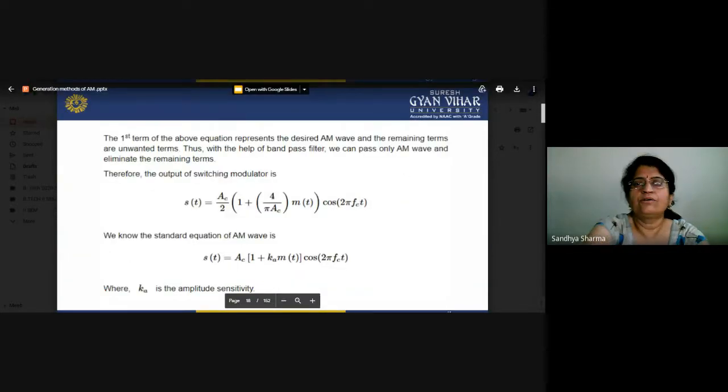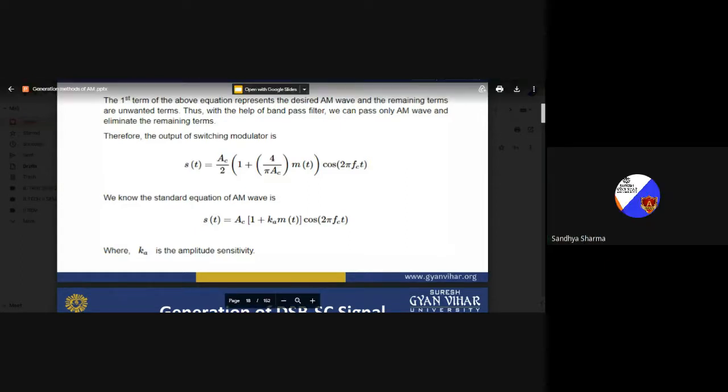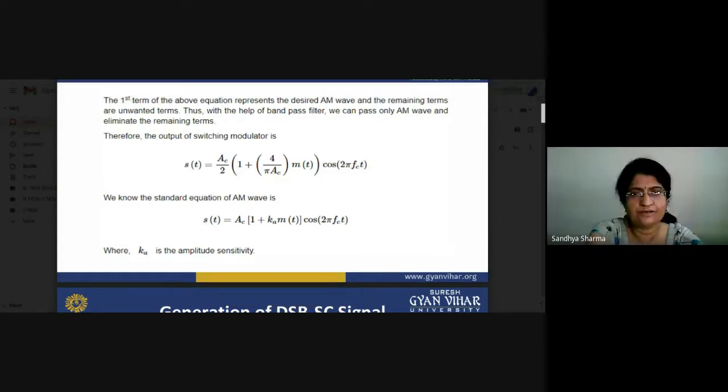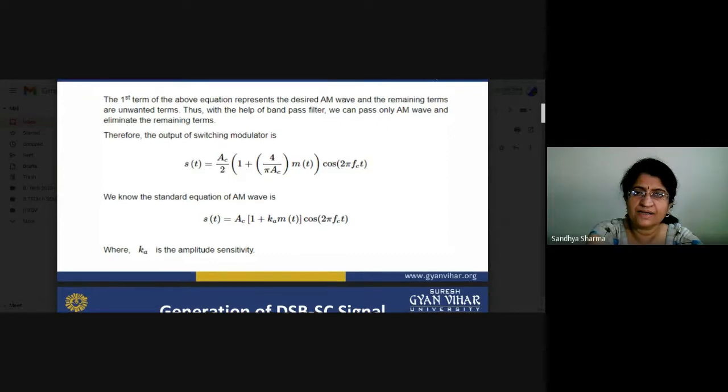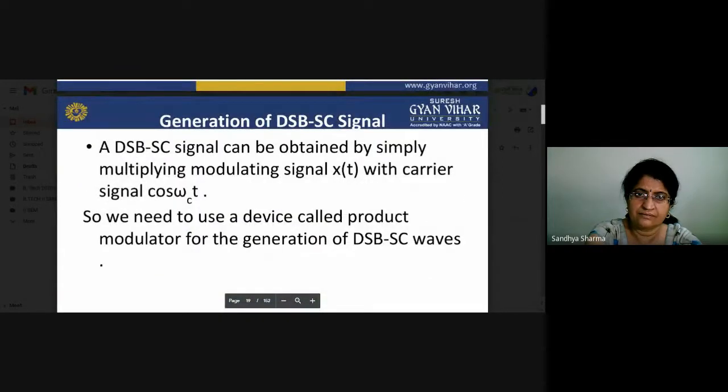When we use the band pass filter, it will pass only the required signal, and the others will be rejected. We know the standard equation: Ac by 2 into 1 plus this and this. So 4 by pi Ac, we can put it as some numerical value k. These are the two methods, square law modulators and switching modulators, and by using these two modulators we can generate DSB plus C, which means you also have to transmit the carrier signal with them.